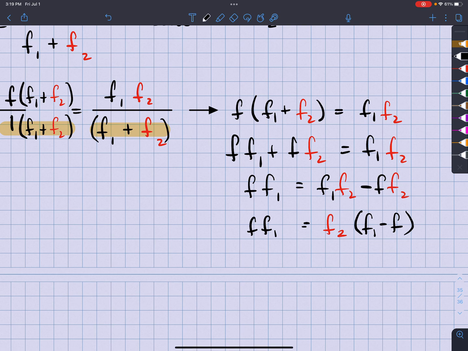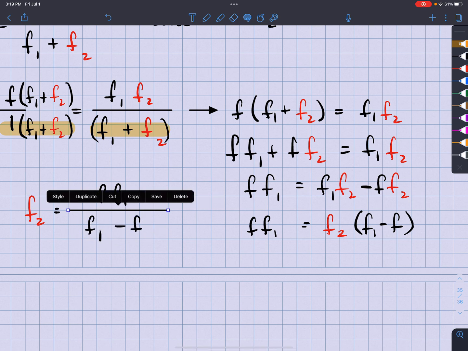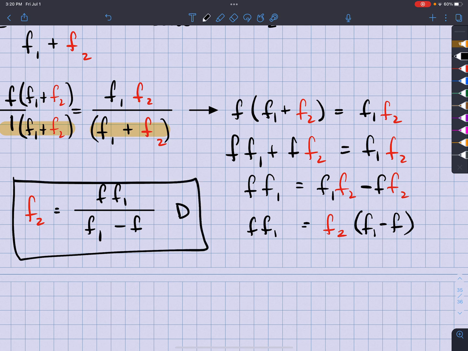So how do I get f2 by itself? You're absolutely right. Divide both sides by f1 minus f. So you're telling me that f2 is going to equal f1 times f, divided by f1 minus f. And you're absolutely right. And ladies and gentlemen, that is going to be choice D. Oopsies. It's going to be choice D, and there you go.